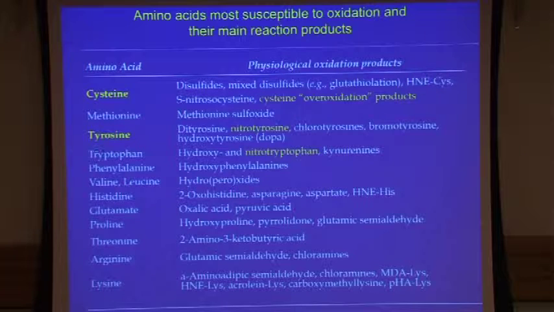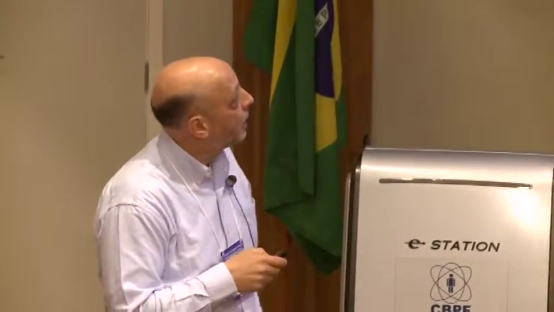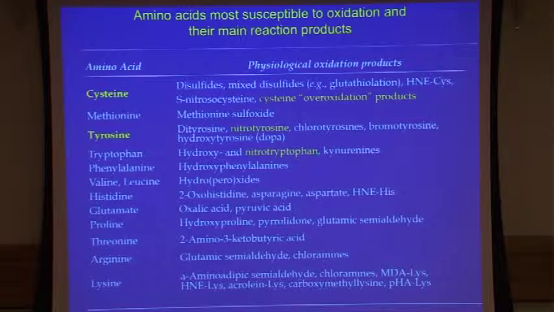Tyrosine is another oxidized amino acid. You can form dityrosine, which is the cross-link product of two tyrosyl radicals. So a good way to do covalent cross-linking between proteins is to form dityrosine bridges. So this is a good way to covalently promote the formation of protein aggregates. Tryptophan, kynurenine, etc., and as you see, many others.